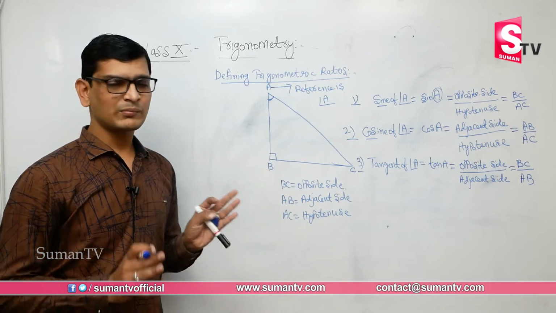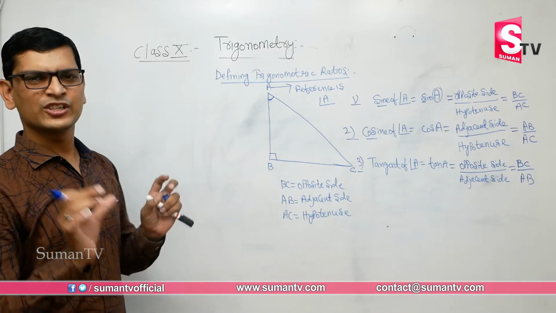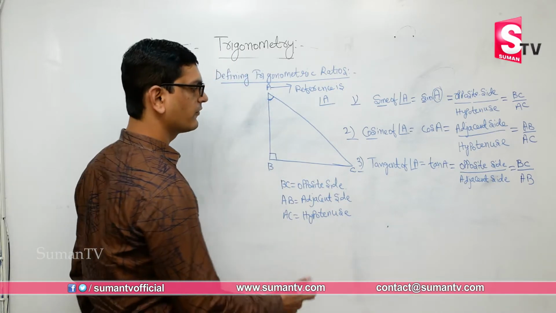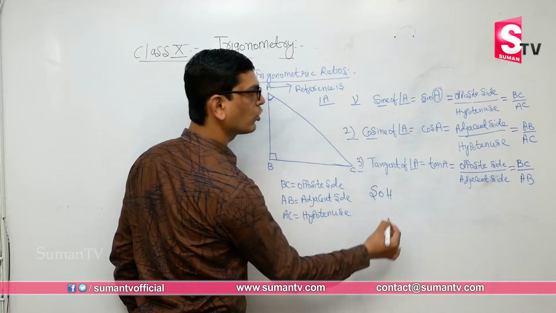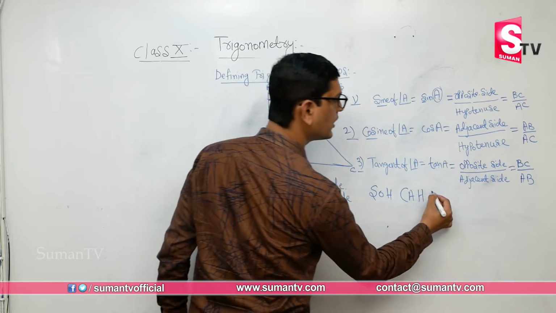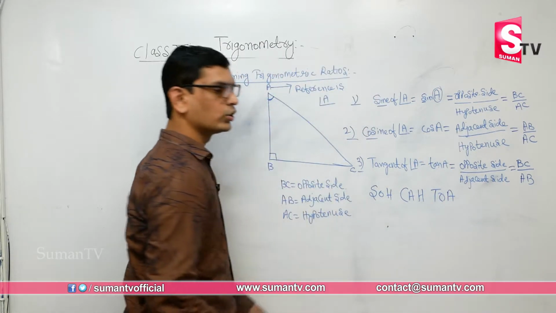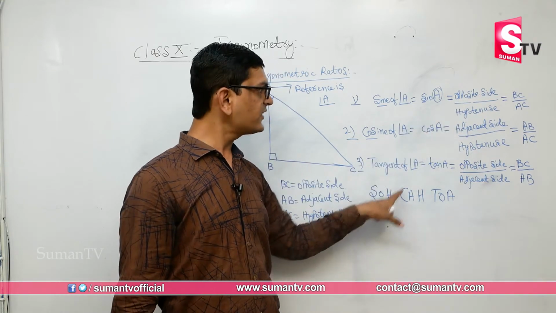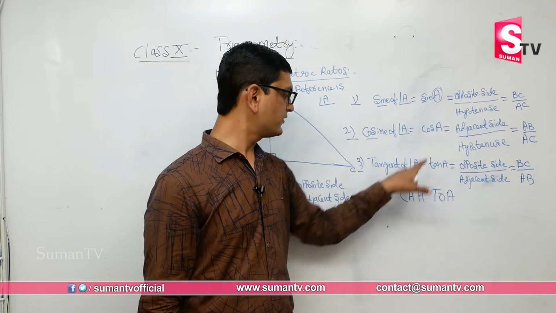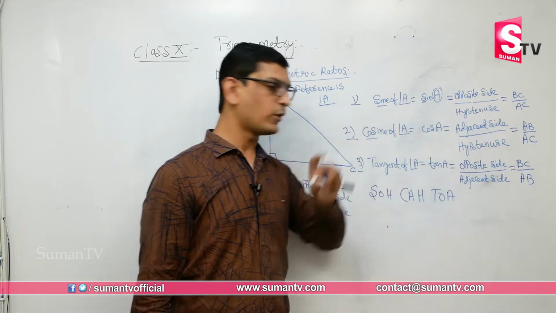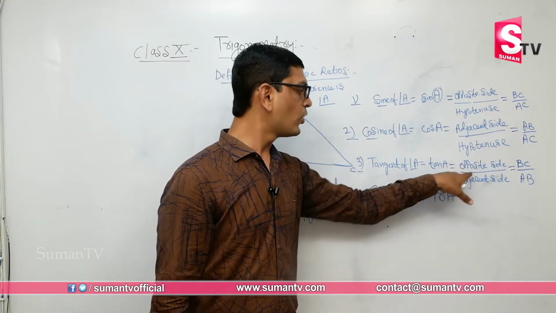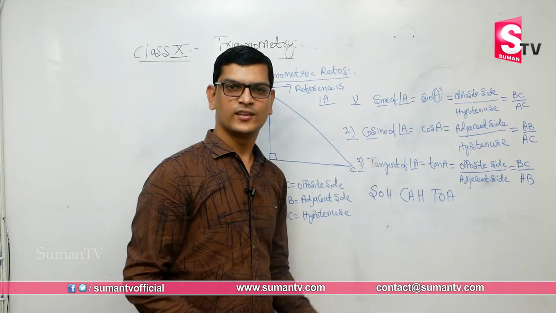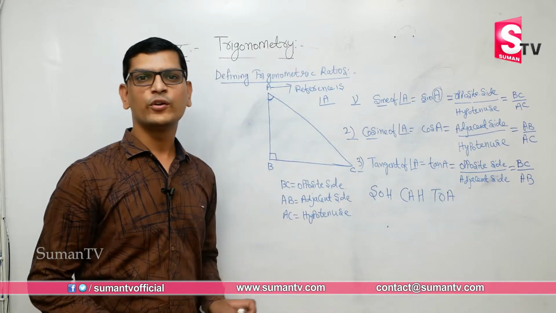In order to remember them, we can use a short form. S is sine, O is opposite, H is hypotenuse. C is cos, A is adjacent, H is hypotenuse. T is tan, O is opposite, and A is adjacent. So, SOH, CAH, TOA. If you remember SOH, CAH, TOA, it will be easy for you to remember the ratios.